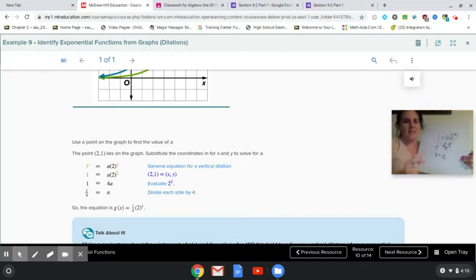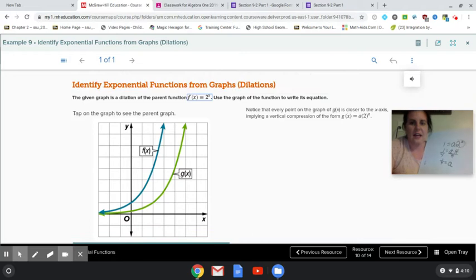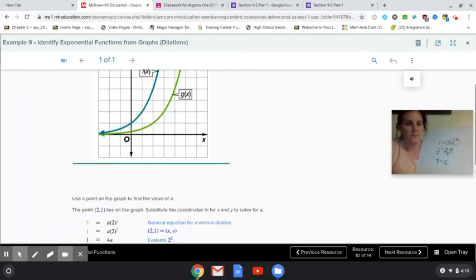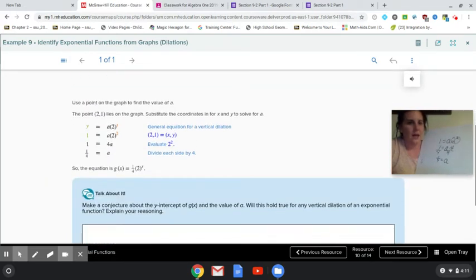So knowing that a is 1/4, that tells me, and we could actually see that also by looking at the graph, that it is a vertical compression. And my equation would be then y equals 1/4 times 2 raised to the x power.